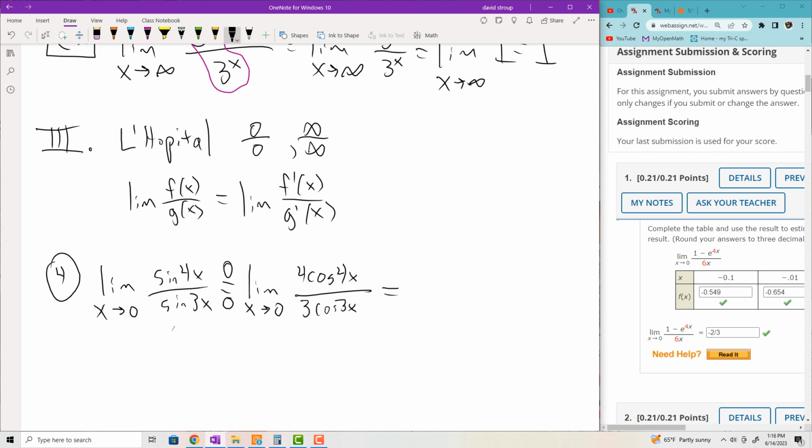So anyways, cosine of 0 is just 1. So we can do it here and get out a number and we're good to go. Okay. Let's look at one where we have to do multiple L'Hopital's.